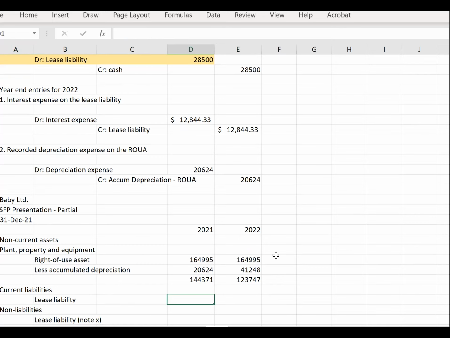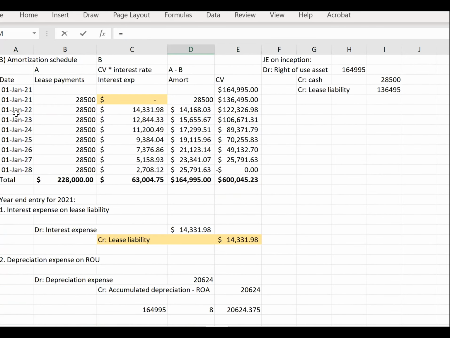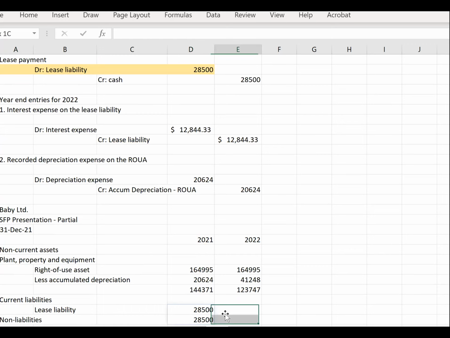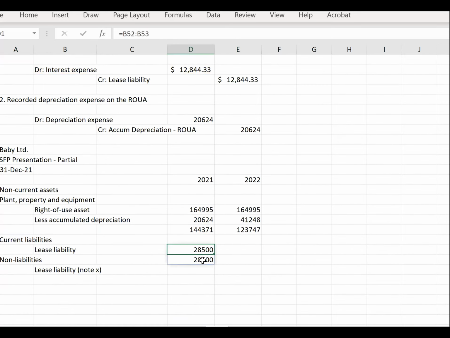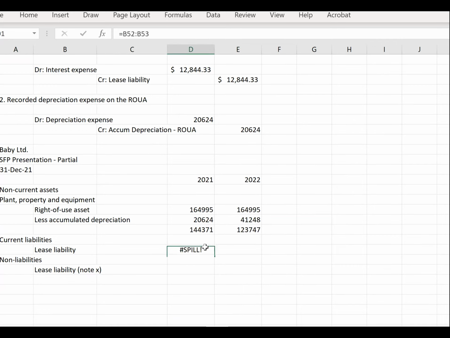Now for our lease liability, the current portion of this is just going to be our rent payment for the next year because we're only paying one payment per year. So we're going to have 28,500 in there. And here is going to be 28,500 too, because in the next year, all we're going to do is pay out 1 year's payment because there's only one payment per year.